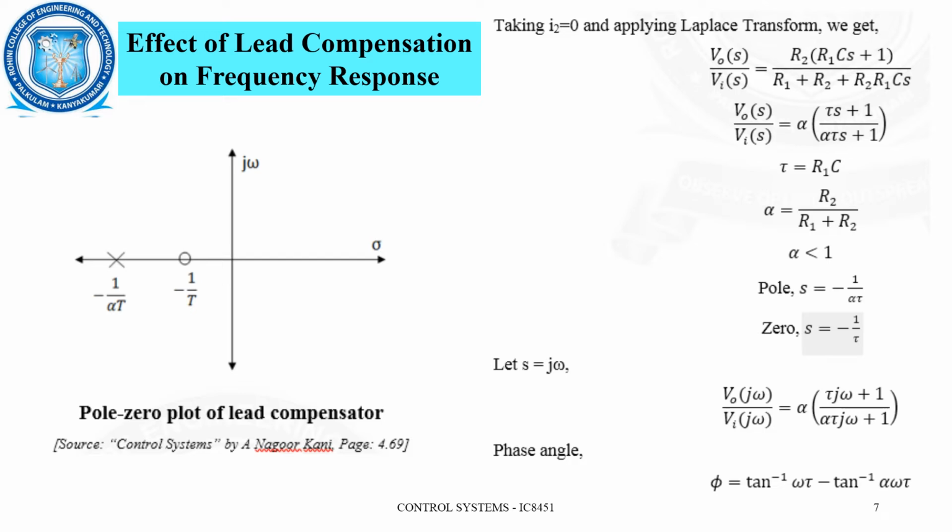So with this representation, we have V0 of S by Vi of S, and later onwards we can have tau is equal to R1C, alpha is equal to R2 by R1 plus R2, and alpha is less than 1. Here the pole is minus 1 by alpha tau, and the zero is minus 1 by tau. On substituting s is equal to j omega, we can have the phase angle as such.